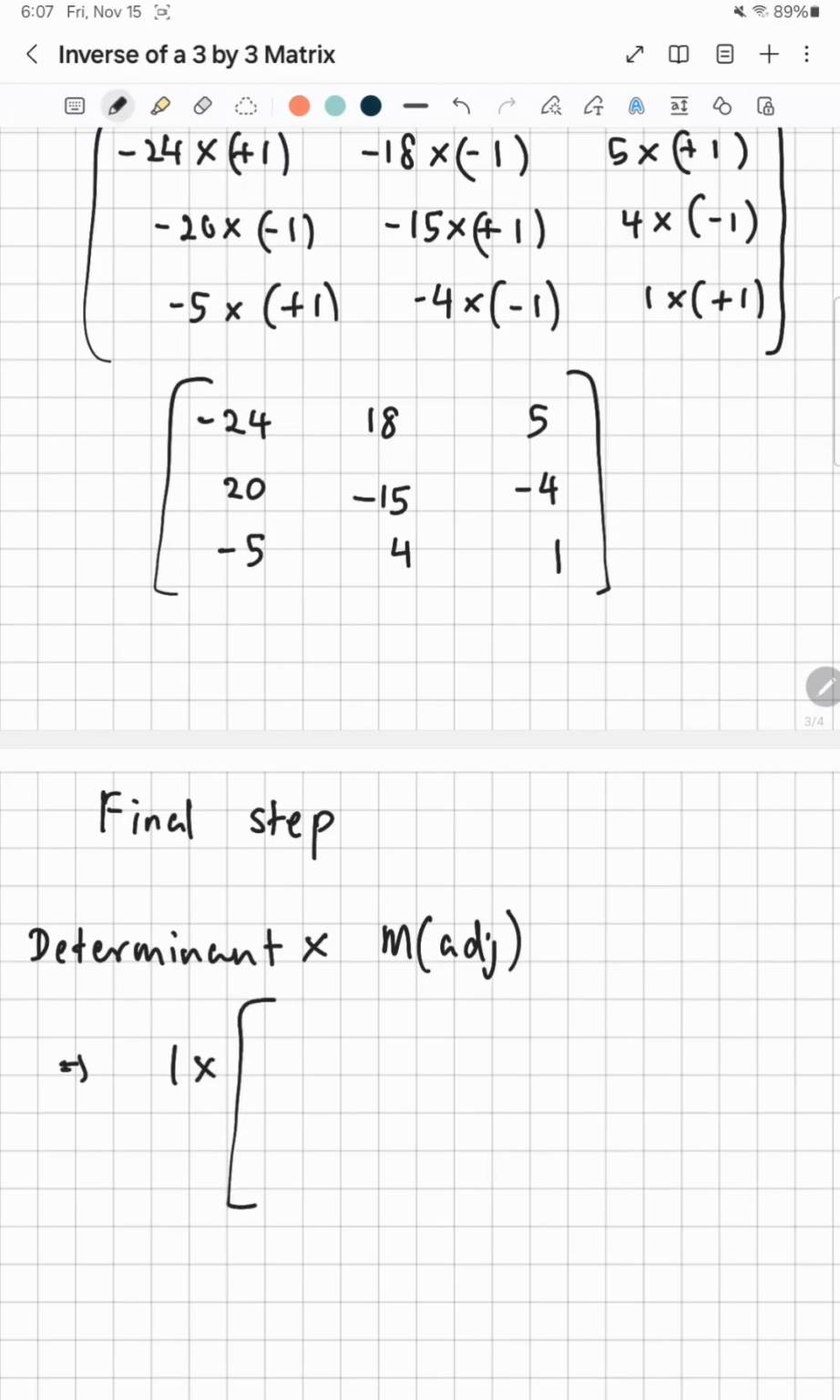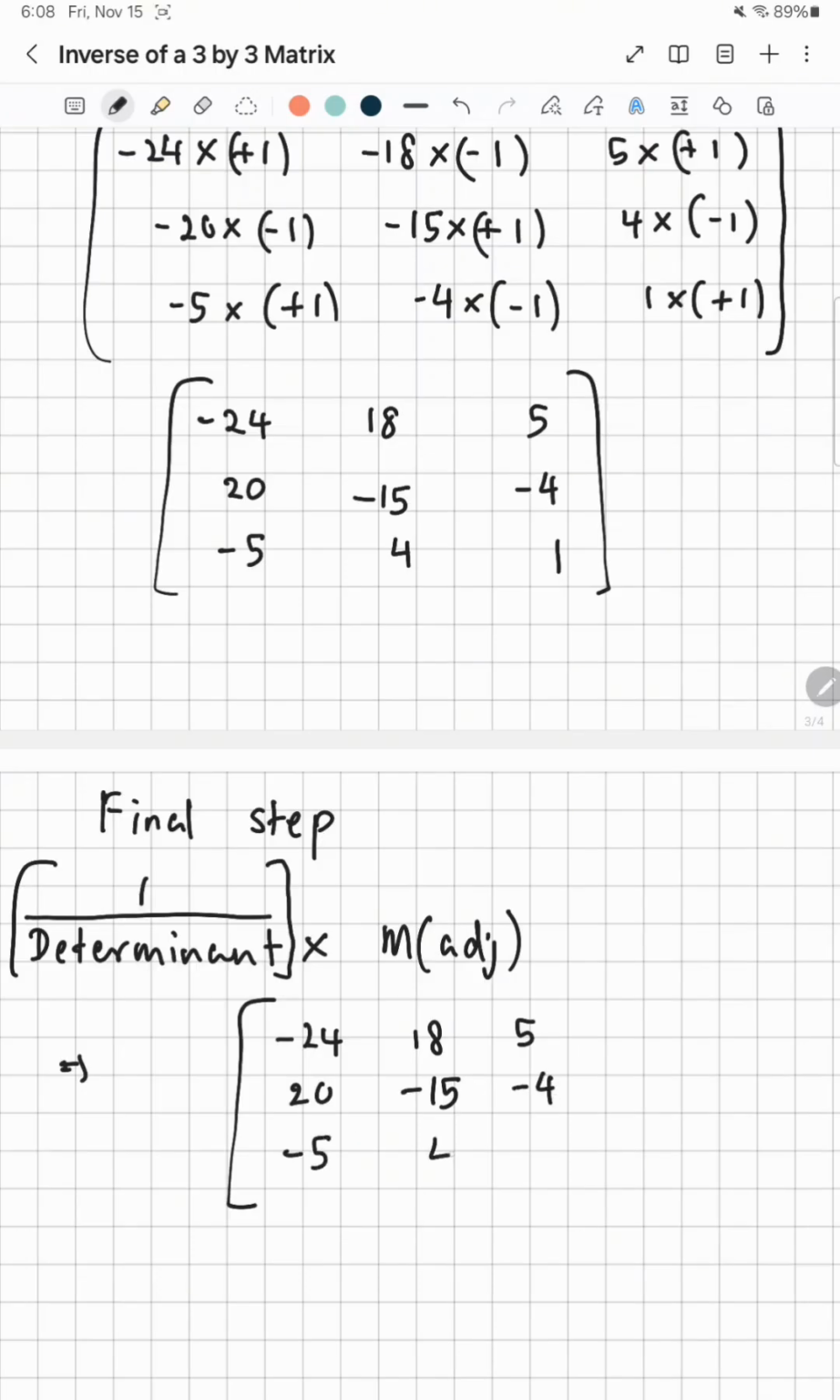I'm sorry, it's 1 over the determinant, okay? Just remember that: 1 over the determinant into your adjugate matrix. So here 1 over 1 is 1, right? Let's say your determinant was 2, then you have to write 1 over 2. So 1 over whatever you get, that's the determinant. And that's your final answer.